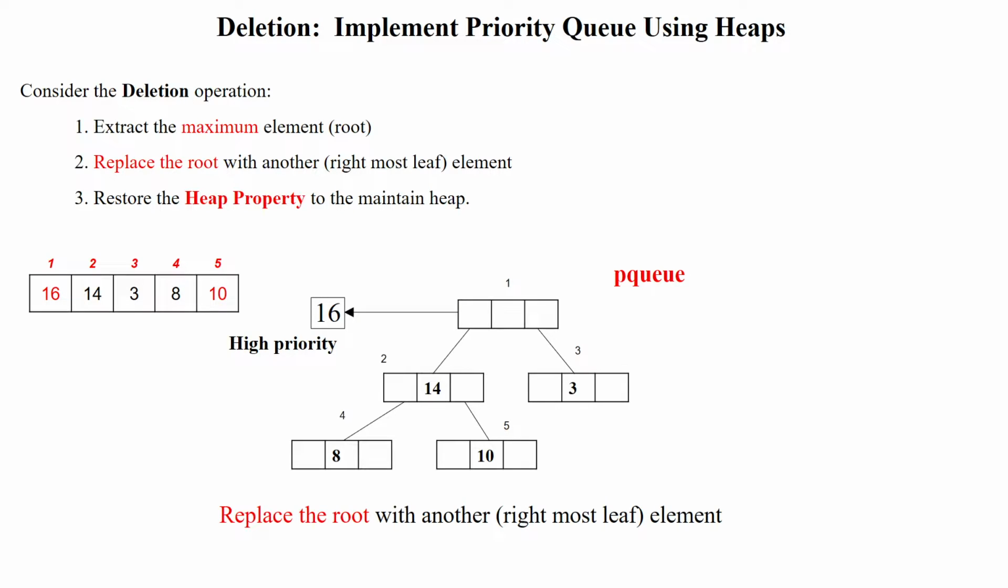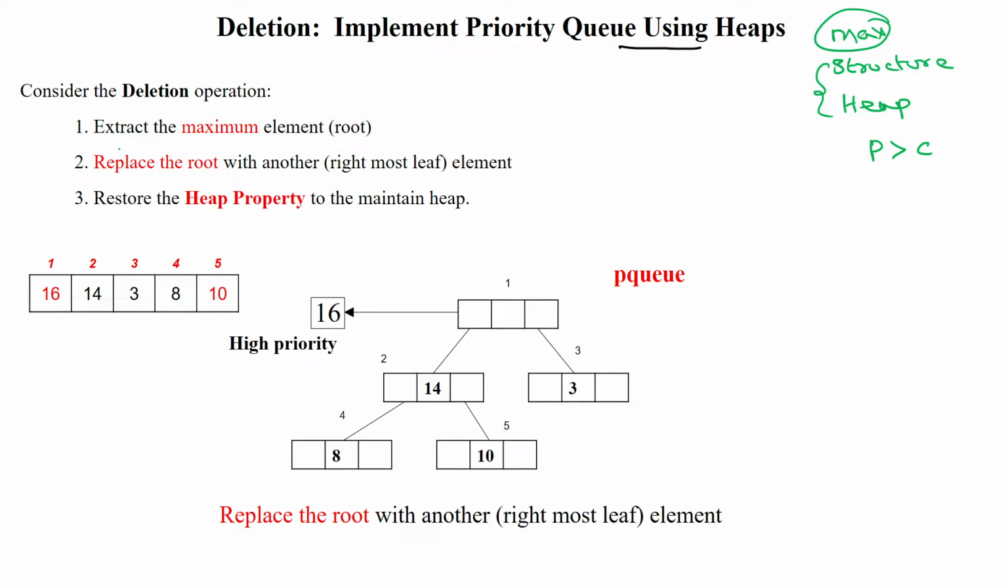Welcome to deletion operation in the priority queue, which is implemented by using the heap data structure. Here, the heap data structure should satisfy the structure property when you are inserting the node, and heap property after inserting the node, right? So heap property is here. I'm using the max heap for creating the priority queue. So max heap is parent node always greater than its child node value.